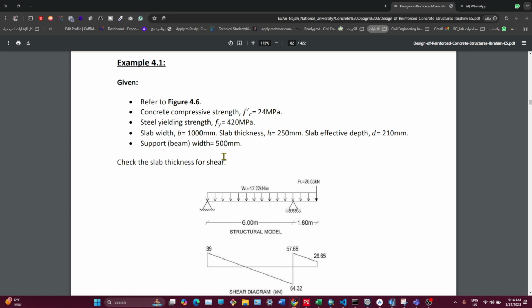Now, the example is just to check the slab thickness for shear, because the thickness of the slab is very important in designing for shear. The shear resistance capacity for shear forces is already defined by the section property, or section dimension or geometry.